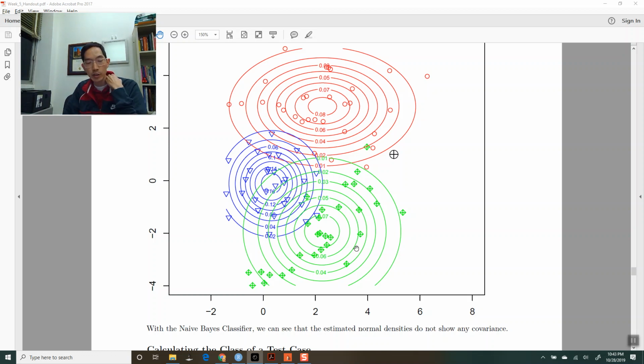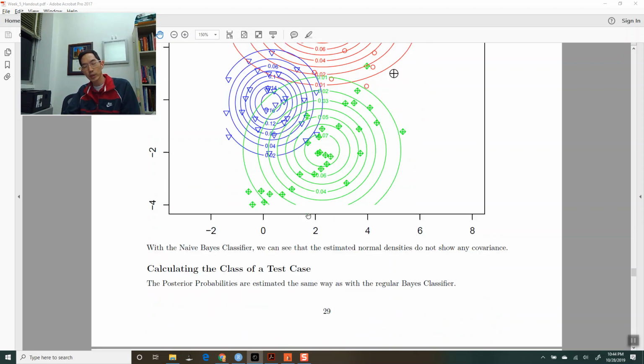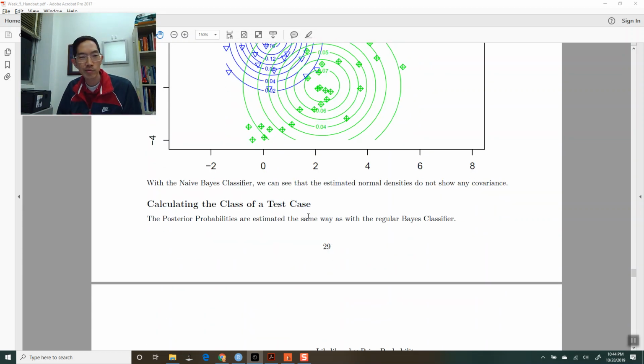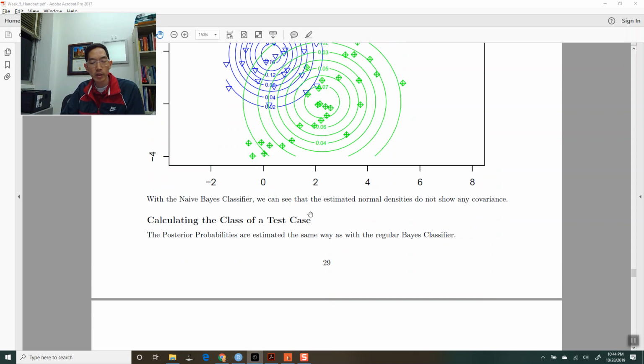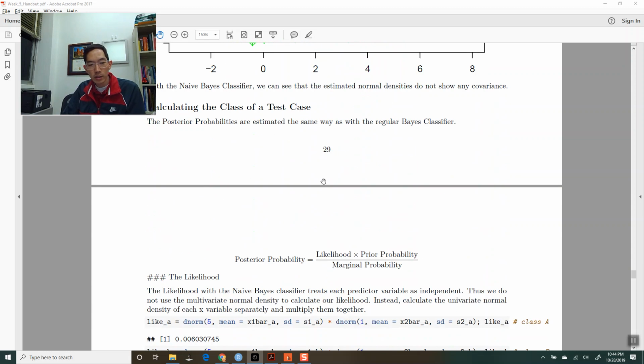In your next homework, you're going to do the naive Bayes classifier for the IRIS data set. Some of those variables exhibit covariance, but you'll see that the performance of the naive Bayes classifier is still pretty good, even though there is a bit of covariance between them. It's just when you have very high covariance between some of the variables that the naive Bayes classifier is not the greatest, okay?